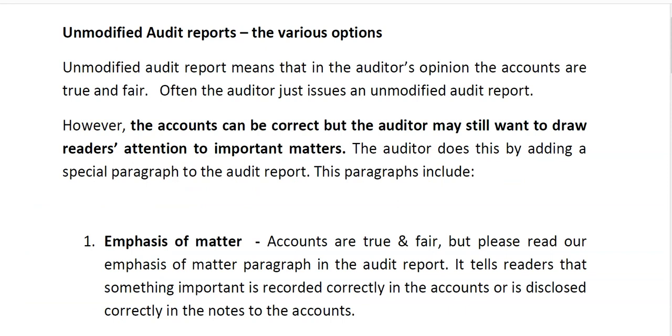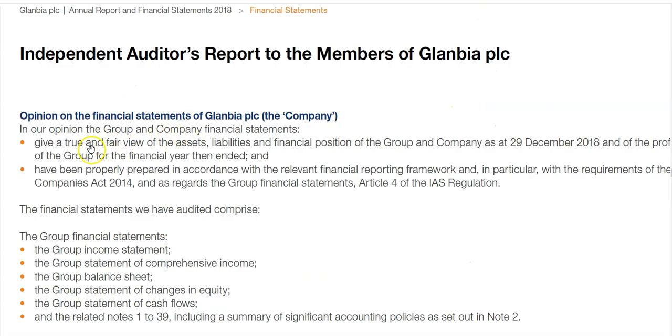However, it's not just as easy as that, because the accounts may be true and fair, but oftentimes the auditor may need to draw readers' attention to certain important matters, so we need to go down through these. But unmodified audit report means, in the auditor's opinion, the accounts are true and fair, and often the auditor just issues that. And that Glanbia report was an example of that. Just, in our opinion, the financial statements give a true and fair view. That's unmodified, and that's everything okay.